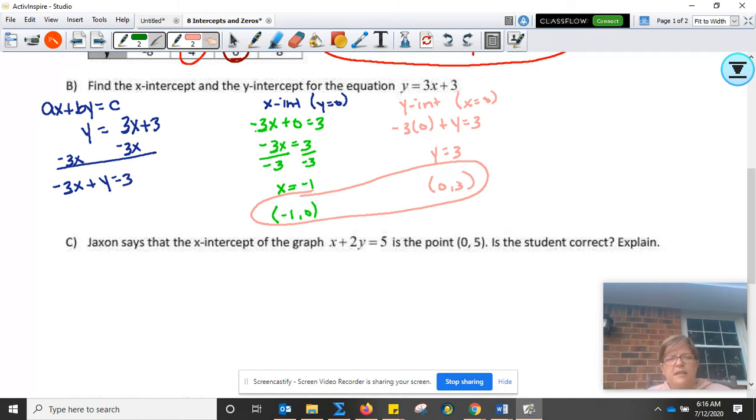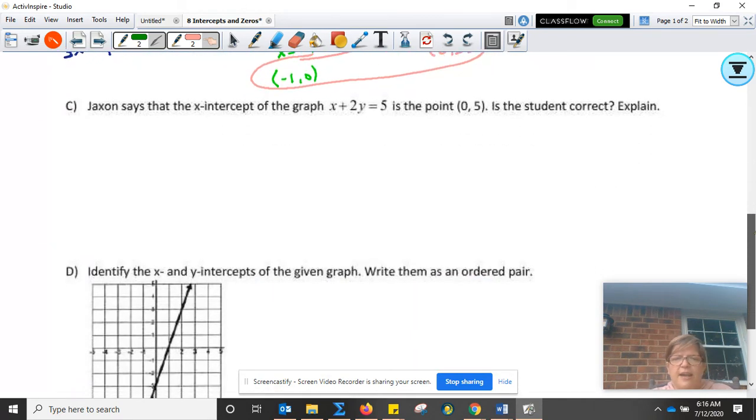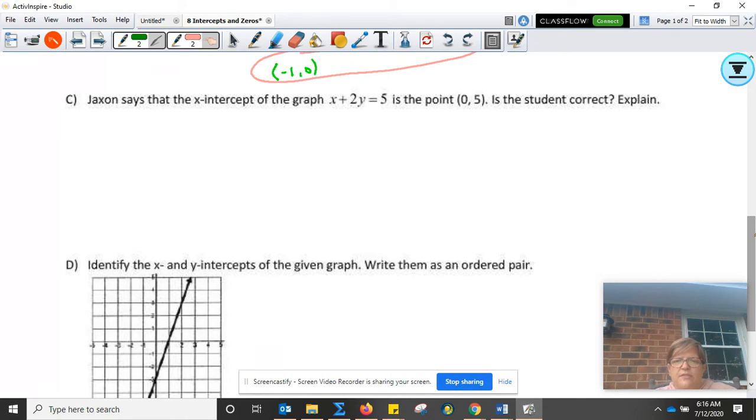All right. So example C, Jackson. Jackson says that the x-intercept of the graph x plus 2y equals 5 is the point (0, 5). Is he correct? Well, let's plug this in to see if he's correct. So this is your x, this is your y, and all we need to do is plug those in to see if it balances. And if it balances, then yeah, he was correct. So we have 0 plus 2 times 5 equals 5. 2 times 5 is 10 equals 5. So is he correct? No. Because 10 is not equal to 5.